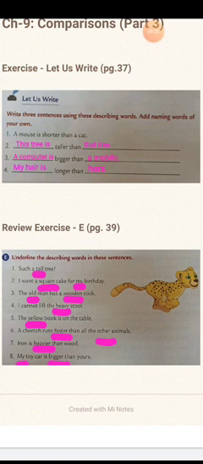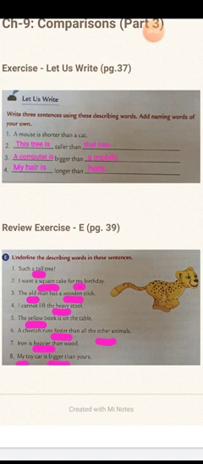Number 7, iron is heavier than wood. So the two naming words are iron and wood. So here these two naming words are compared. For what? For heavier, for being heavy. So the heavier word here is a describing word and it is used in the comparative form. That is why it is heavier than. So underline the word heavier.